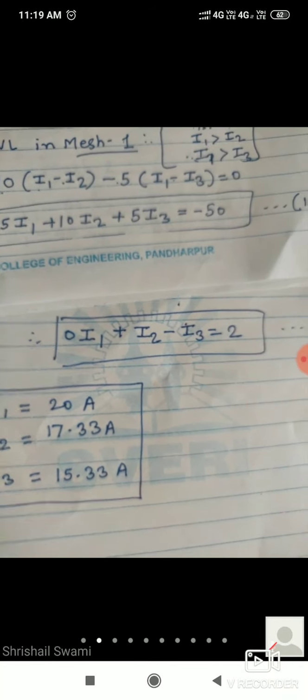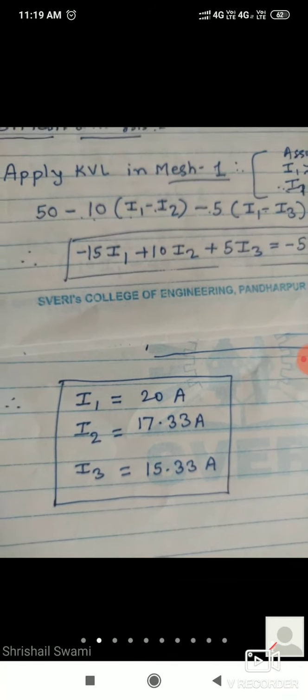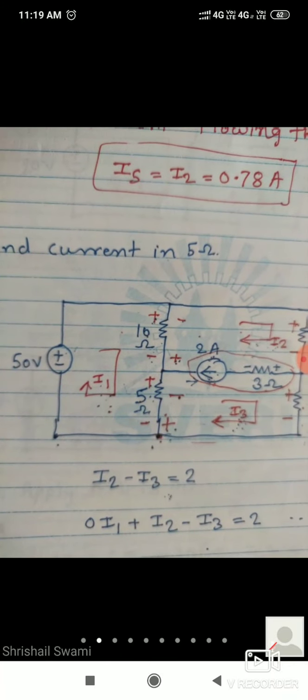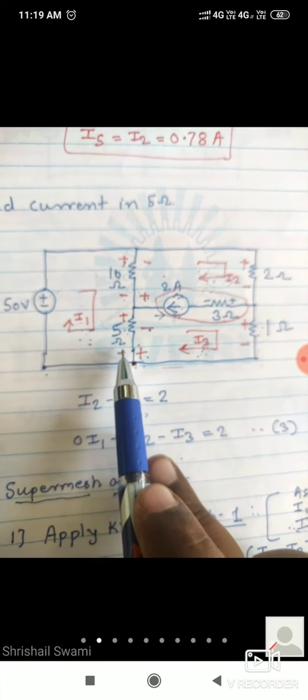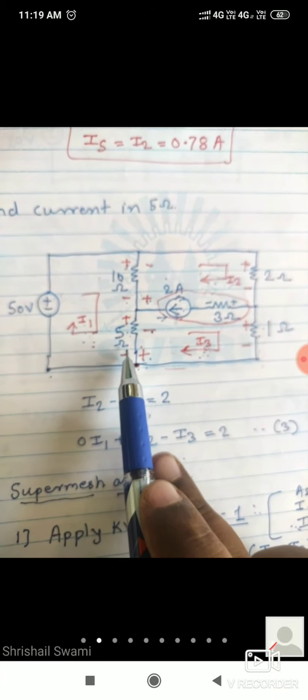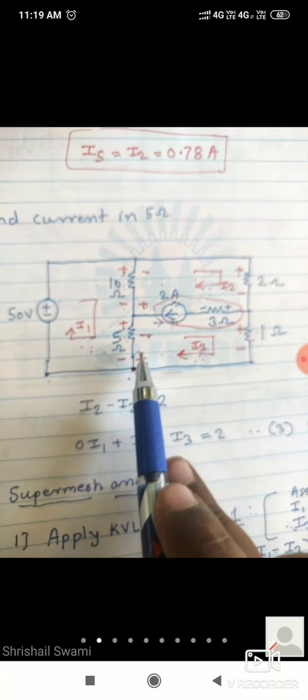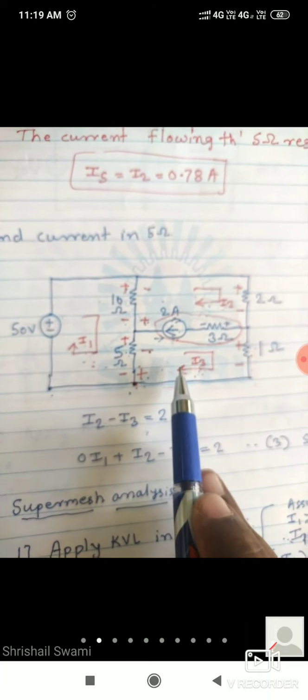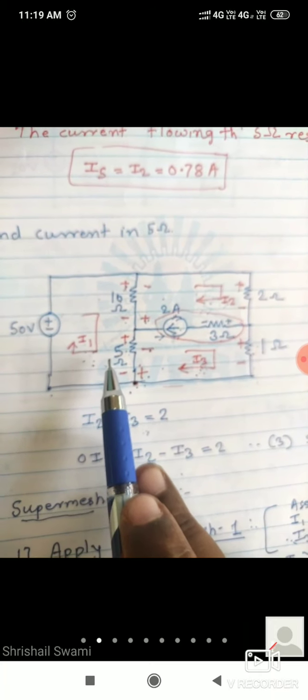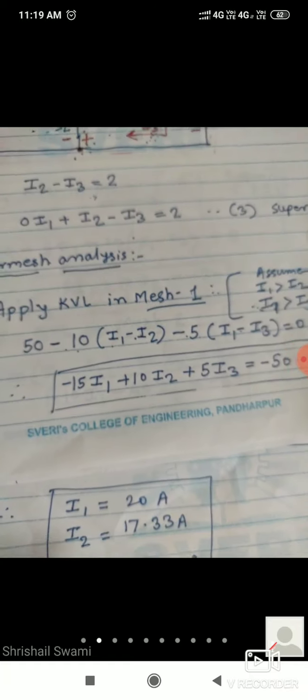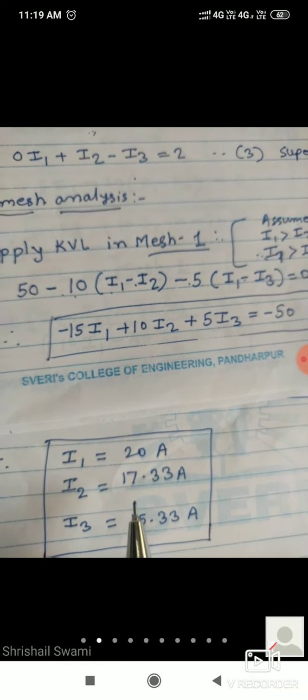Okay. So once you have found the mesh currents, what is the question here? Find the current passing through the 5 ohm. So look at the circuit. The 5 ohm is here, which is common for mesh 1 and mesh 3. So obviously it is I1 minus I3 or I3 minus I1. But which is greater? I1 is greater if you are calculating from this point.